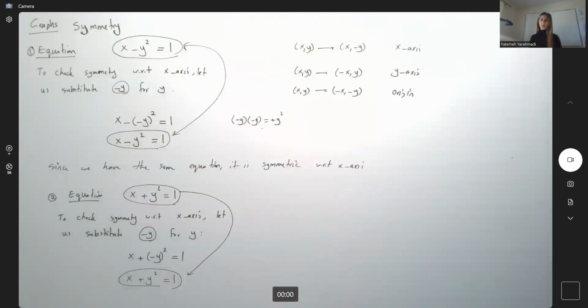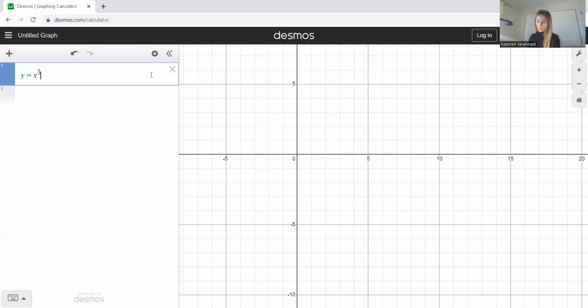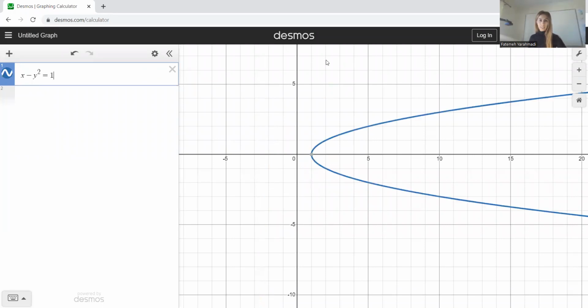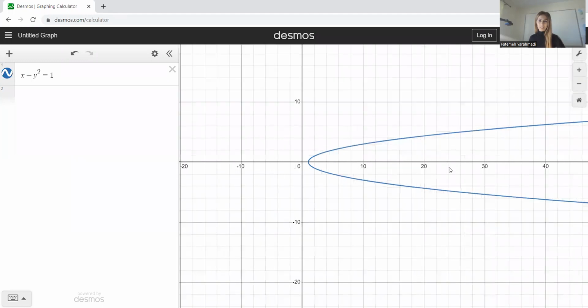Take a look at this one. Let us check to see if we actually have symmetry with respect to the x-axis or not. So let's go back here, erase this. x minus y squared is equal to 1. Wow, take a look at this. I have symmetry with respect to the x-axis. The exact same piece is on top and on the bottom, and it's symmetric with respect to the x-axis.